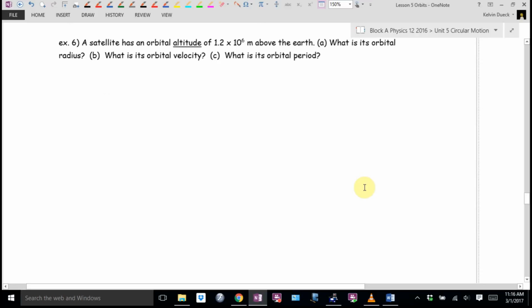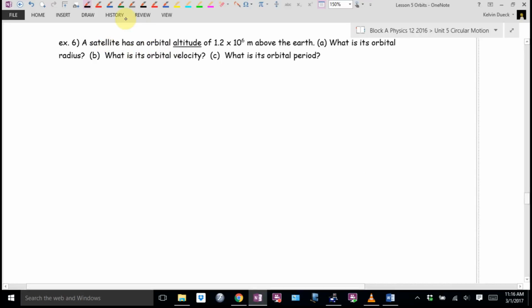We'll finish with example 6. I like example 6. Example 6 is a nice question. Remember I told you there were 3 things that we could find? Here's all 3. A says what's its orbital radius, B says what's its orbital velocity, C says what's its orbital period.